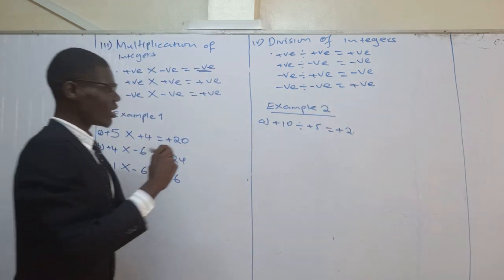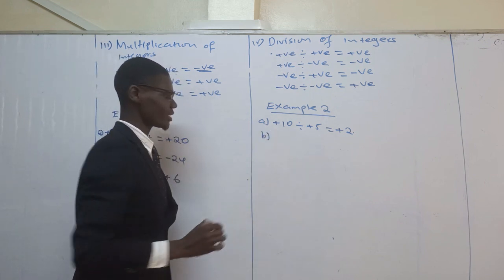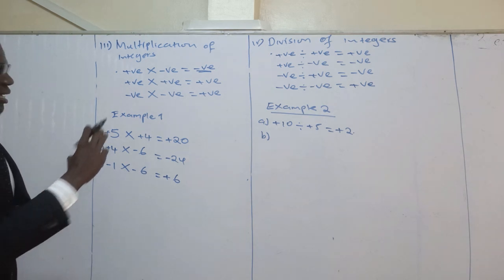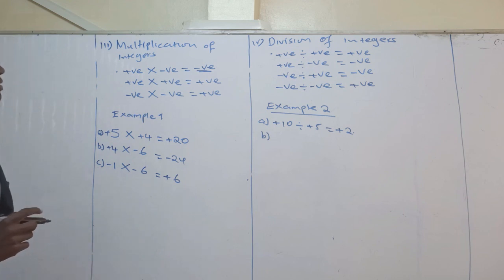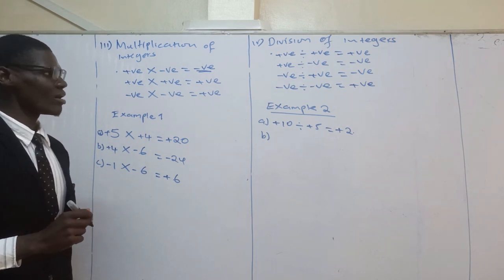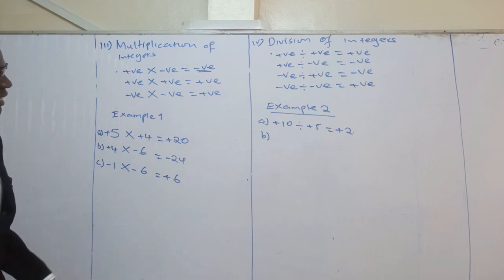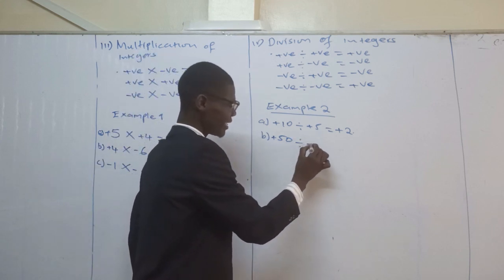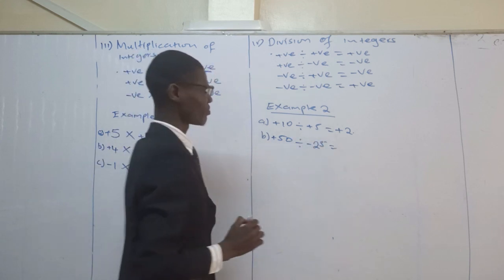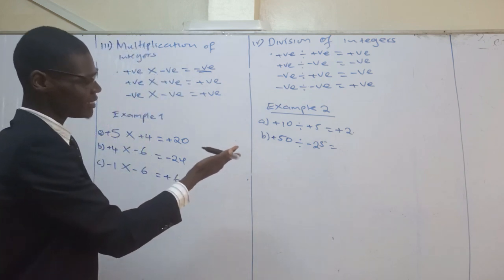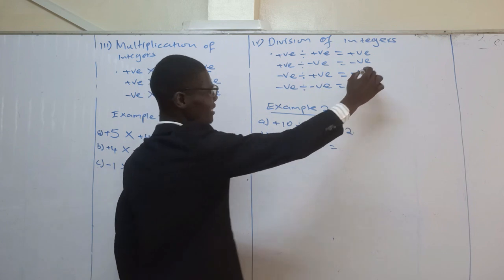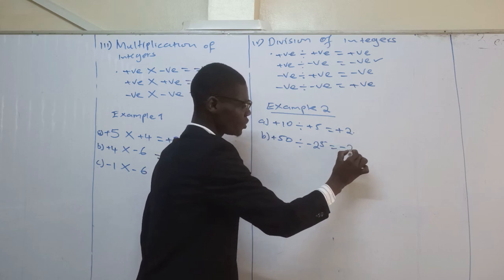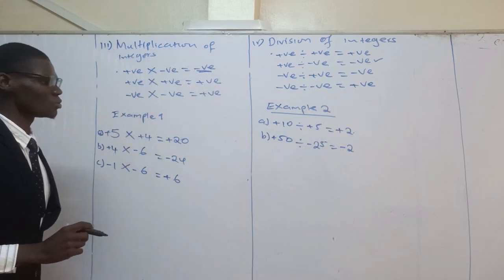Part B of example 2, I can have a question where one integer is positive and the other one is negative. For example, a positive 50 divided by a negative 25. So I am dividing a positive integer by a negative integer. My result must be negative. So this one gives me a negative 2.